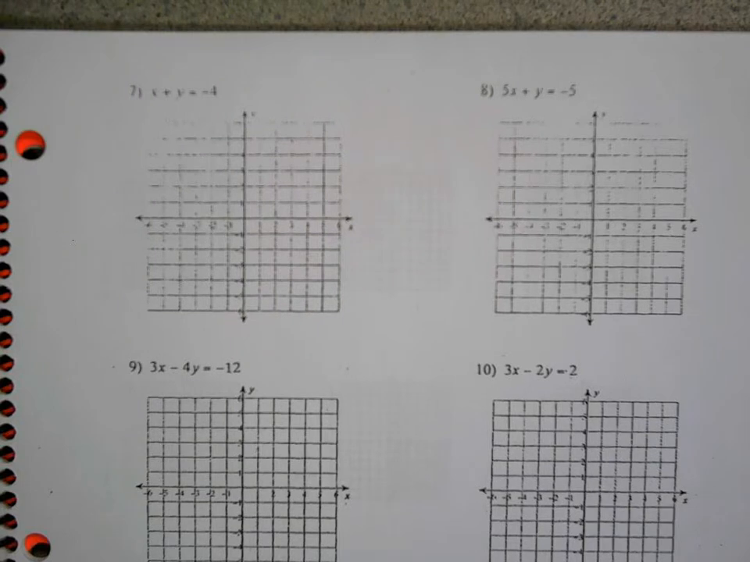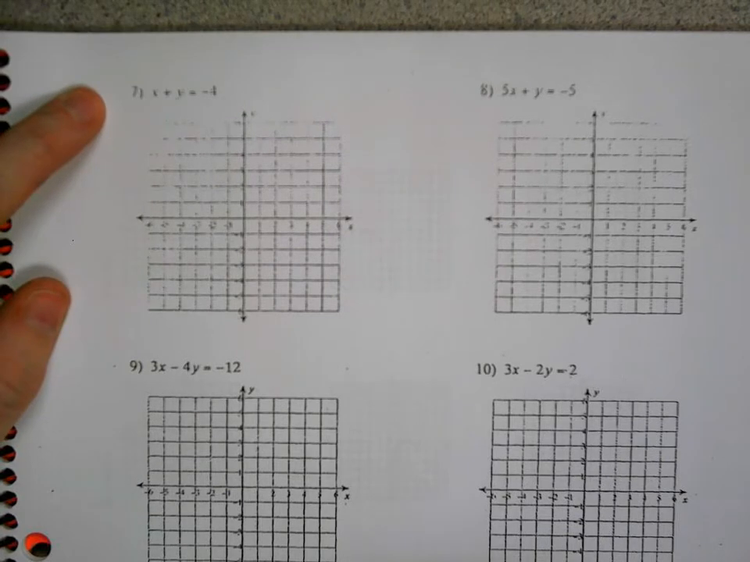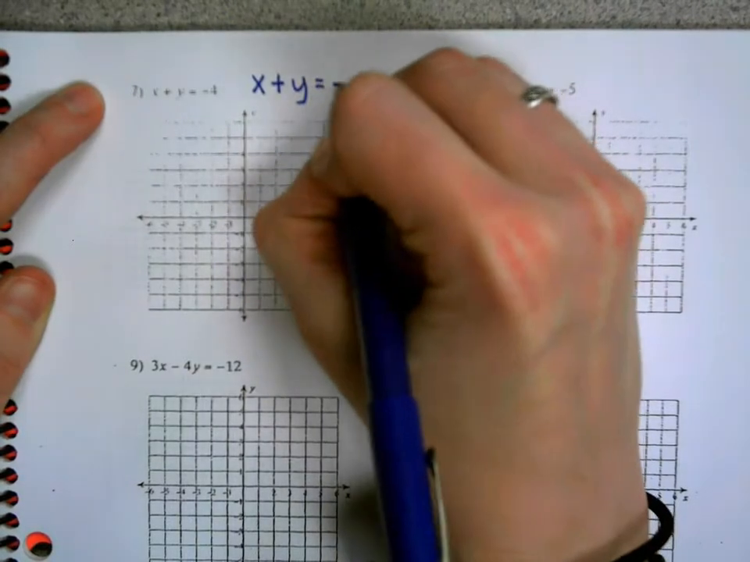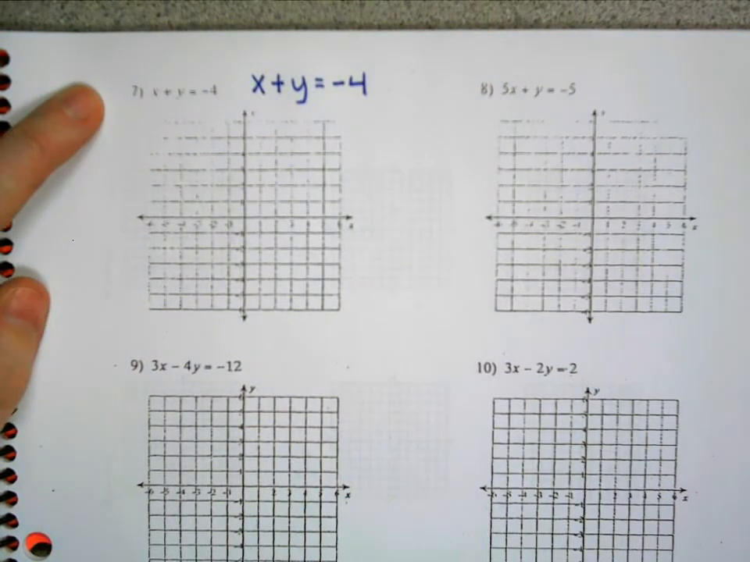Hi there. So I'm on page 47 in the red book today, and we're going to be talking about solving for y and graphing. So page 47 starts with number 7, which I'm going to rewrite so that you can see. It's x plus y equals -4.